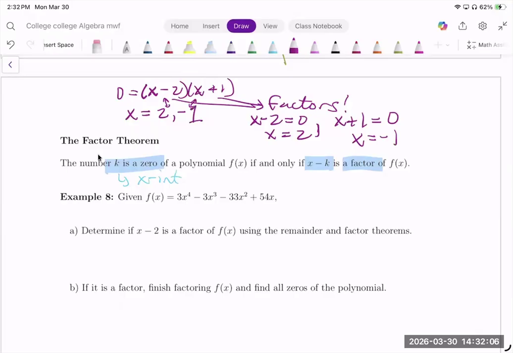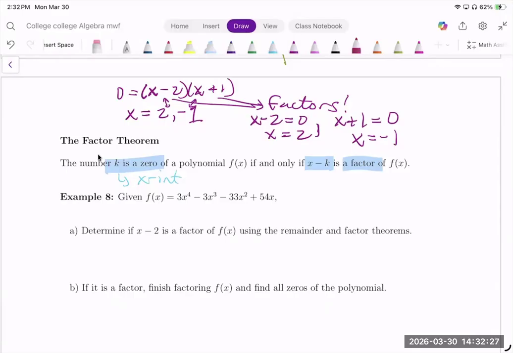That's it. So given f of x equaling 3x to the 4th minus 3x cubed minus 33x squared plus 54x, pardon me. So given this equation, A, determine if x minus 2 is a factor of f of x using the remainder and factor theorems.